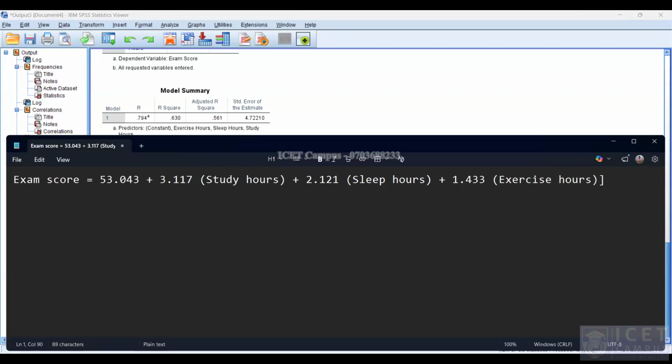Now, if you know these three of any person, so study hours, sleep hours, and exercise hours, by using this equation, this is the regression equation we found, you can calculate the exam score of a student. So we can predict the exam score if you know these things. I think you can understand why we are using this regression formula, because by using these regression models we can predict the dependent variable.